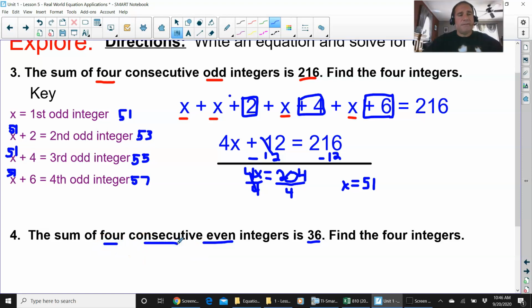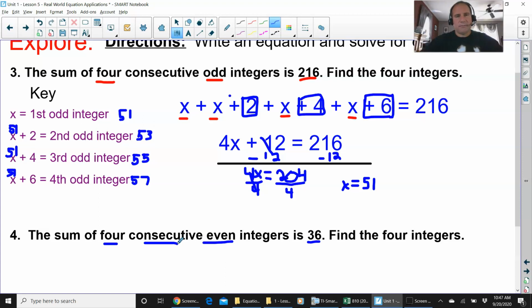4 consecutive even. We're going to press pause. We're going to do the same thing. We're going to press pause and we're going to come back and check the key out. Then we're going to put the equation together and solve. Pressing pause again and giving you a chance to do it on your own. So right now, write your key and press pause.